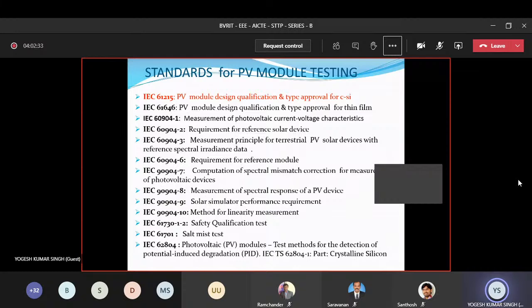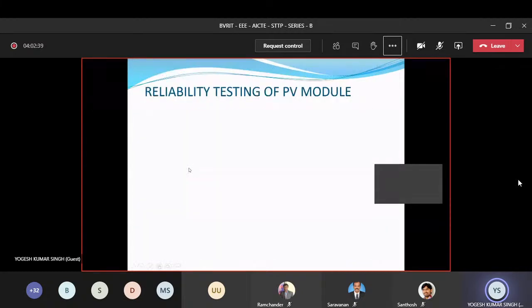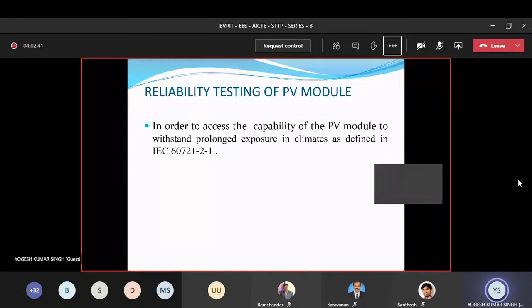Now we come to the second part. What is the reliability testing of the module? In order to assess the different types of modules, this is defined in IEC 60721-2-2. The reliability of the module, basically when we talk about the module lifetime, is that modules work for as long as 25 years.